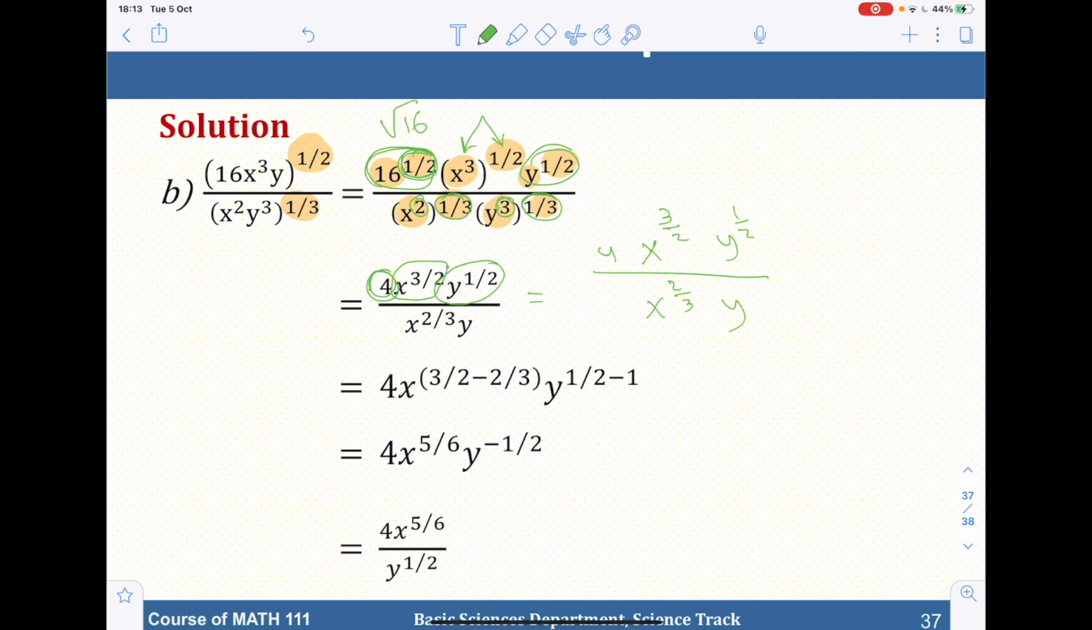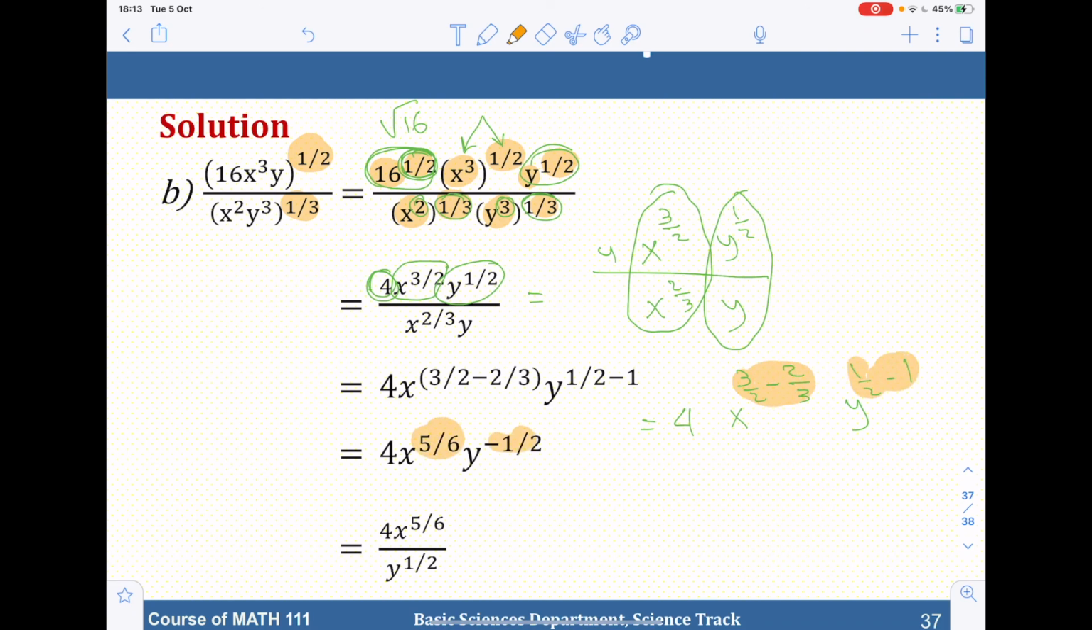Now I will just simplify the similar terms together. So x's together and y's together. So I will be left with 4, then x to the power 3 over 2 minus 2 over 3, and then y to the power 1 over 2 minus 1. And you know that 3 over 2 minus 2 over 3 is 5 over 6, and half minus 1 is minus 1 over 2. So I can put this one down because it's negative and leave the rest up.